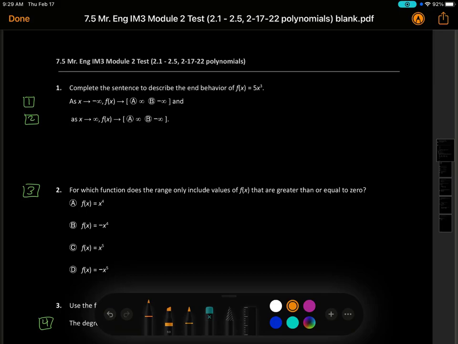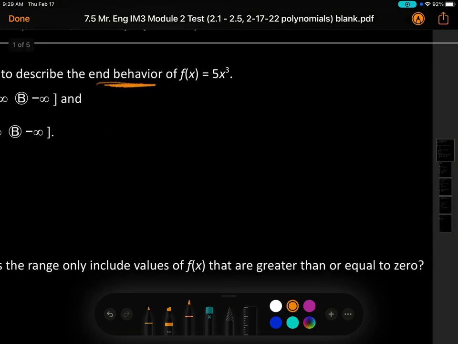Hey math lovers, let's go over the Module 2 test. February 17, 2022. Complete the sentences, describe the end behavior. When you see the words end behavior, you should just be looking for arrows. Well, let's draw a sketch of this one.